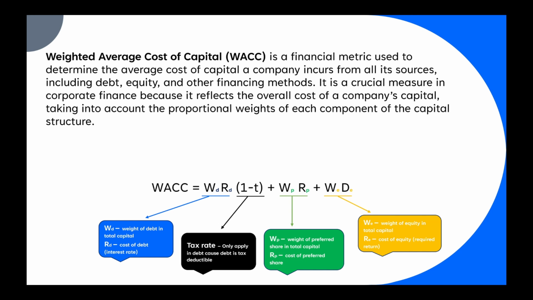incurred from debt, preferred shares, and equity. So weighted average cost of capital is a financial metric used to determine the average cost of capital a company incurs from all its sources, including debt, equity, and other financial methods. It's a crucial measure in corporate finance because it reflects the overall cost of capital, taking into account the proportional weight of each component of the capital structure.